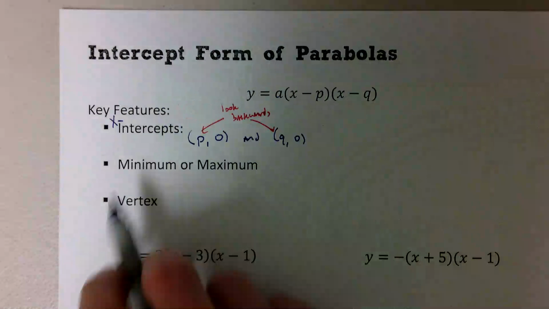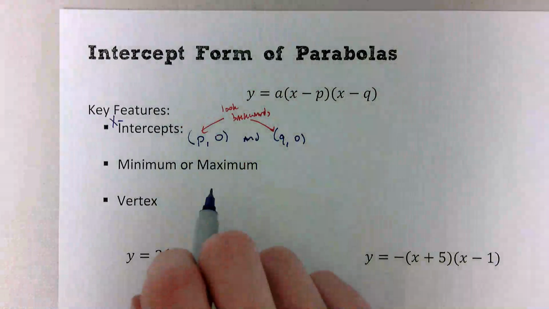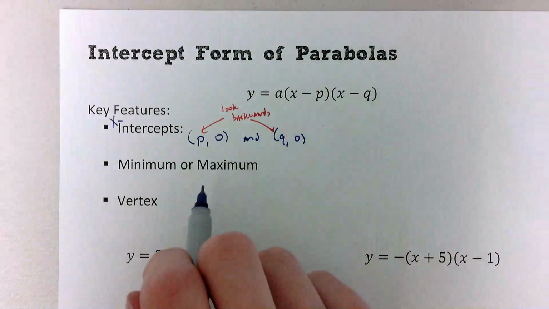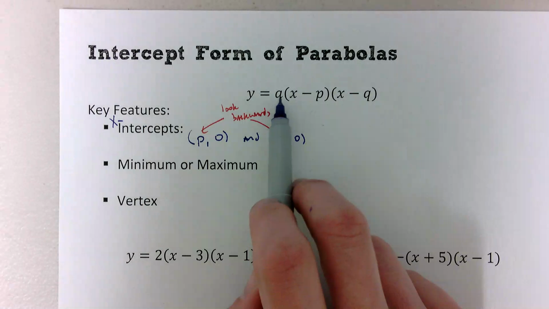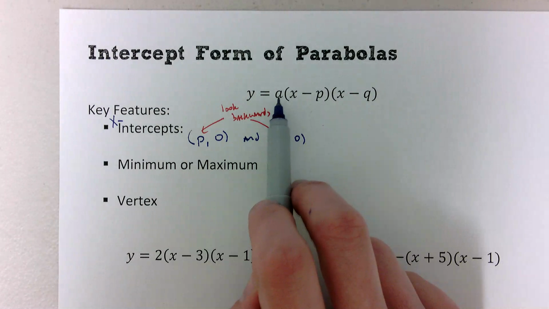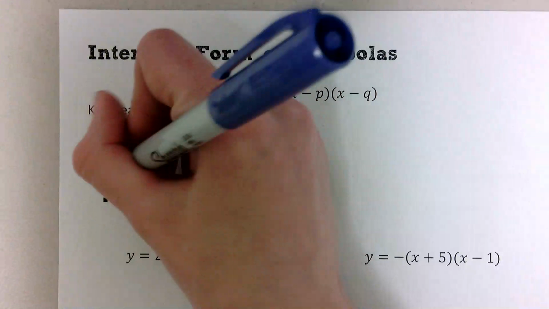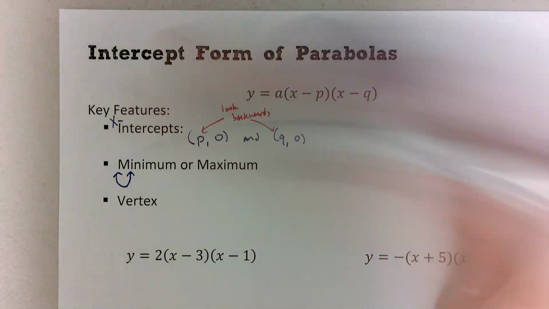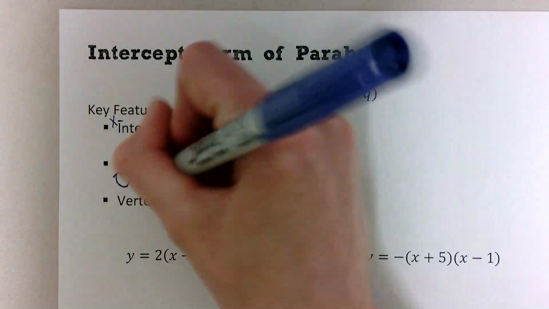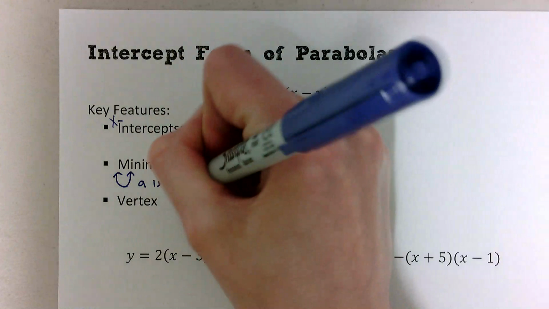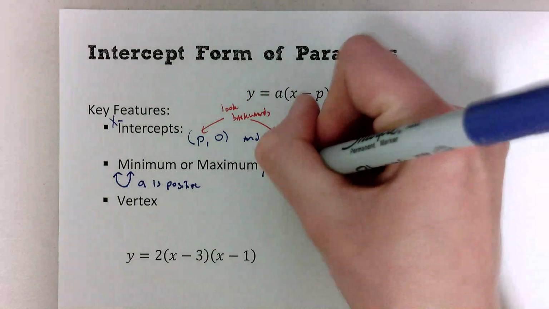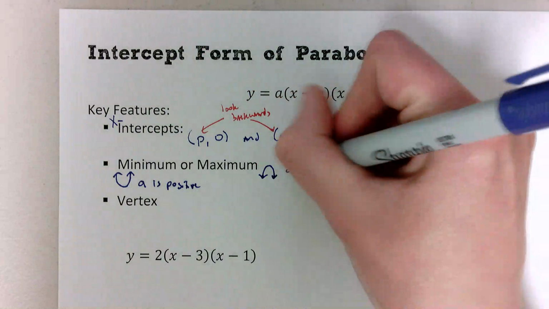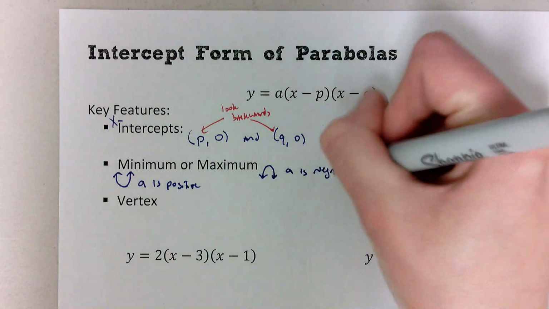The second thing that we can tell is if this is going to have a minimum or a maximum. And it's actually exactly the same as vertex form. It's this A number in the front. If this is a positive number, then your graph's a U shape and it has a minimum. If it's a negative number, it's an N shape and it has a maximum. So a minimum happens when your graph looks like this, and that happens when A is positive. And the maximum happens when your graph looks like this, and that happens whenever A is negative.